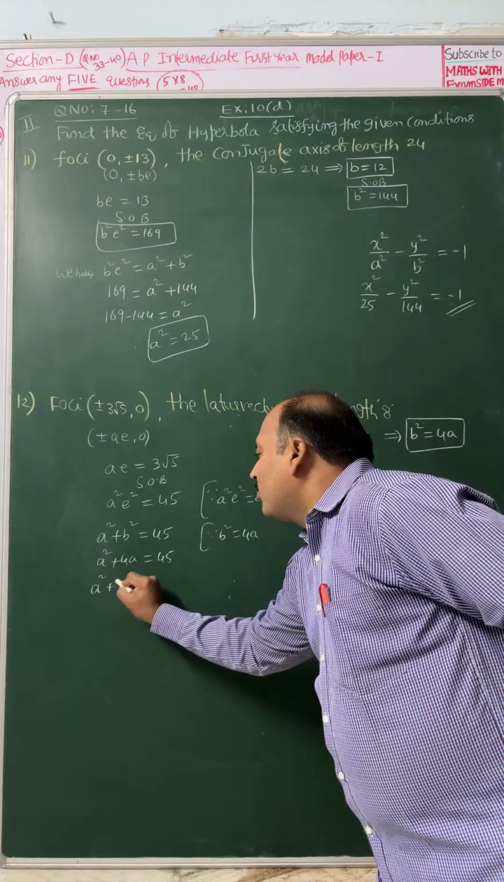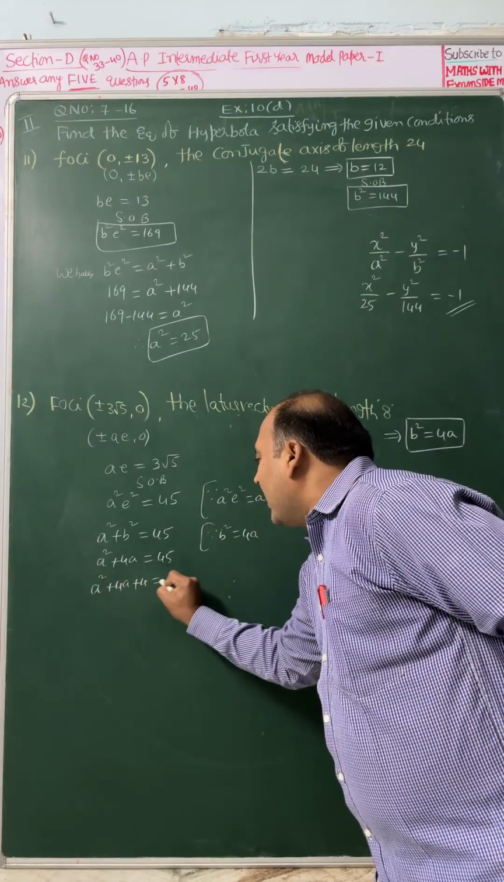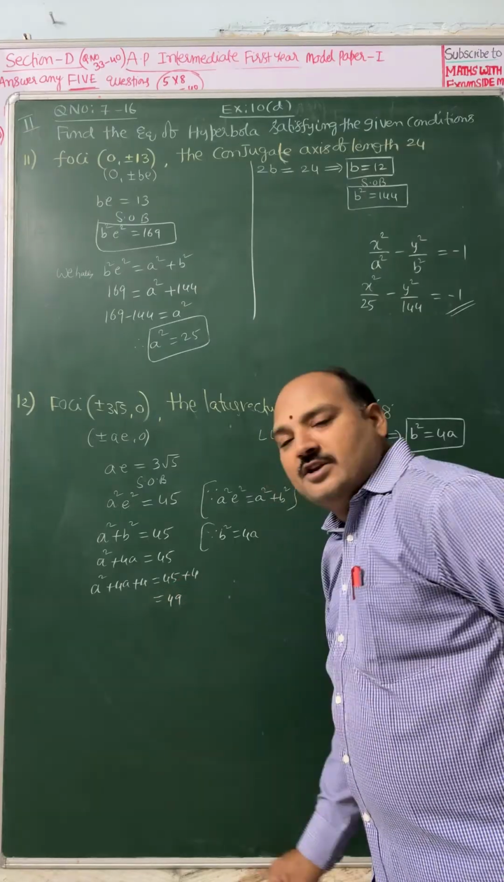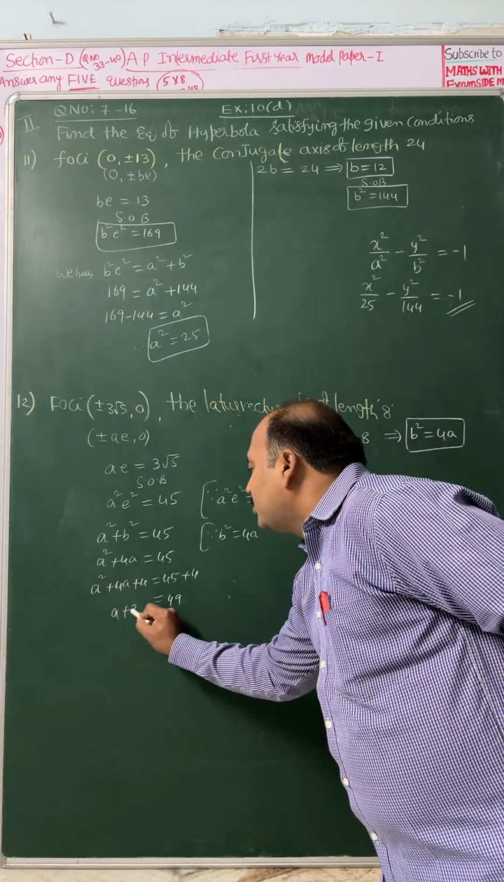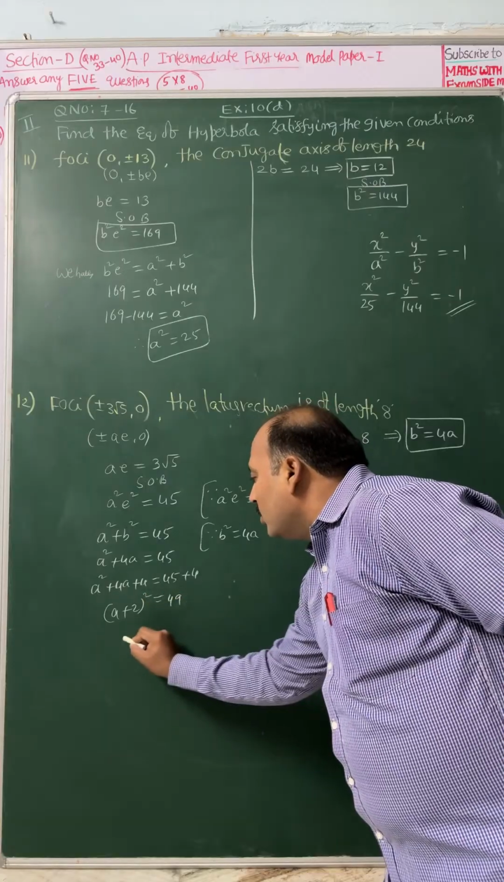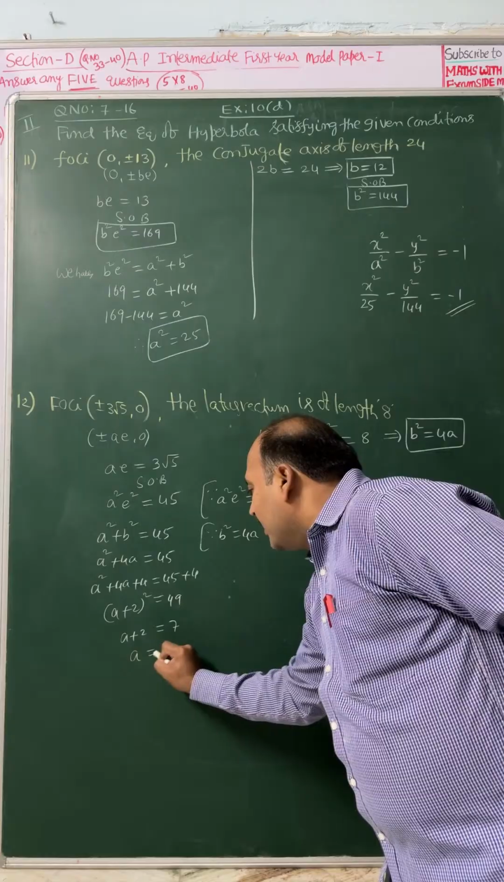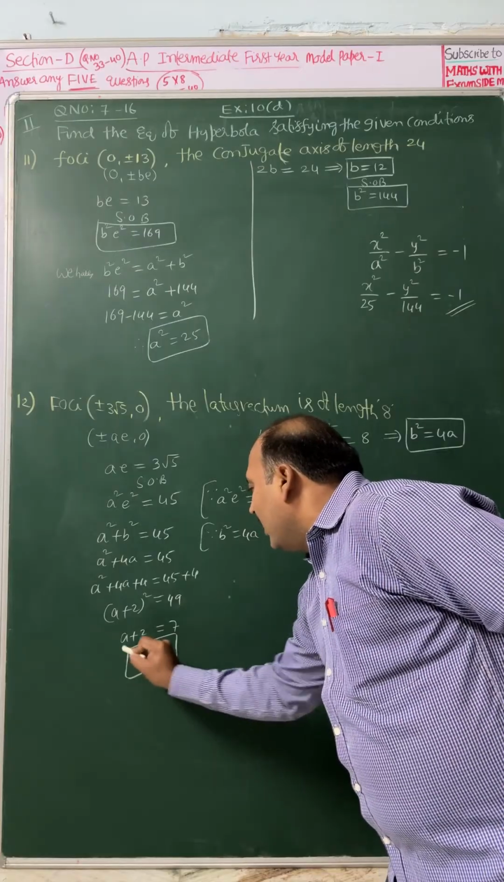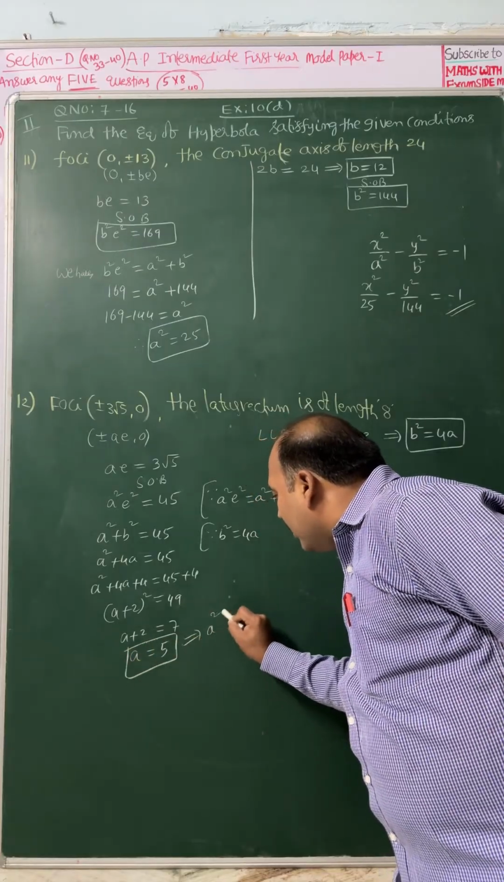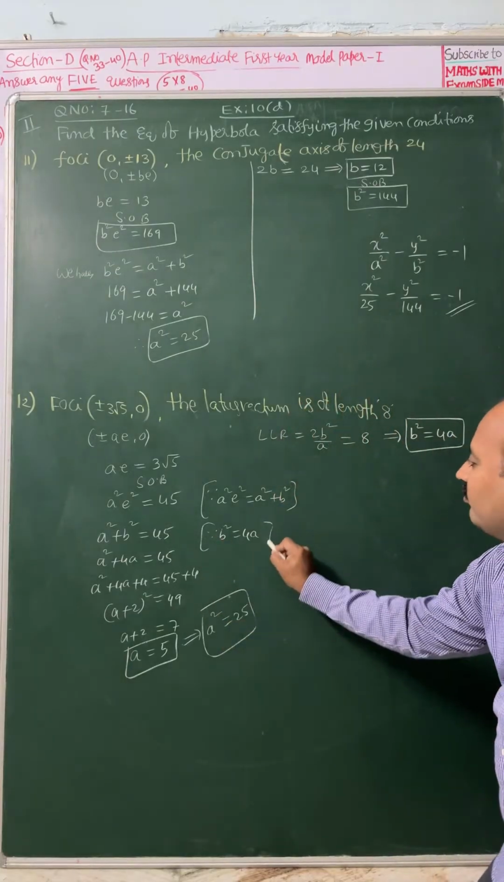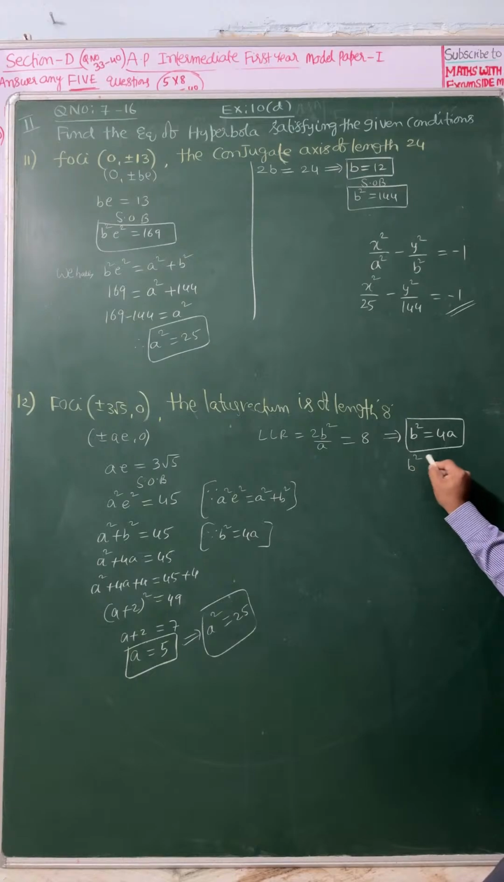a square plus 4a plus 4. On both sides we are adding 4 to make the perfect square. This is 49, dear students. This is a plus 2 whole square. So a plus 2 equals 7. Bring the 2 to this side, a equals 5. A value 5 implies a square equals 25. B square equals 4 into a value, which is 5. So b square equals 20.